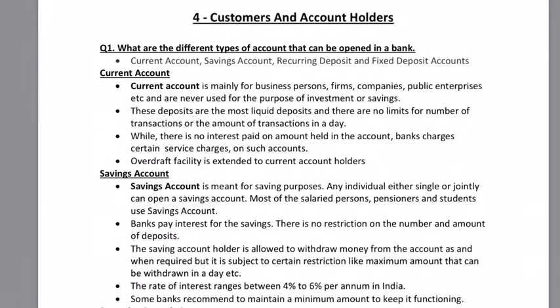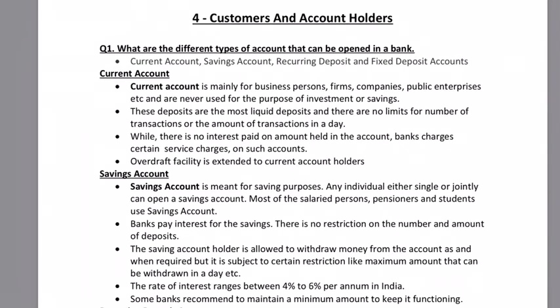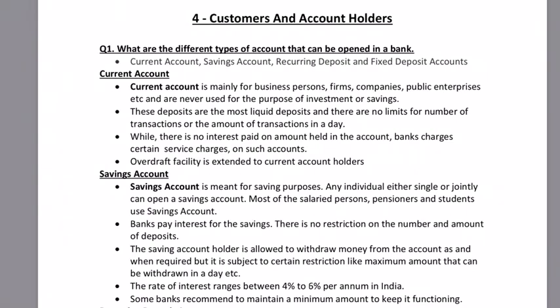So, firstly, what are the different types of accounts that can be opened in a bank? I'm very sure you are aware of it. You must have done this in your 11th or 12th standard, but let's go through it again. So some of the accounts that can be opened in a bank include current account, savings account, the recurring deposit account or RD account, and fixed deposit account.